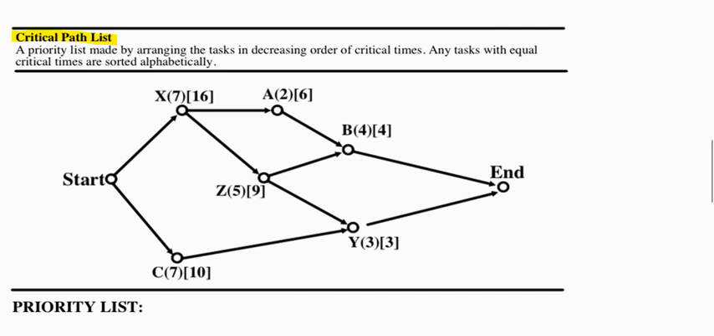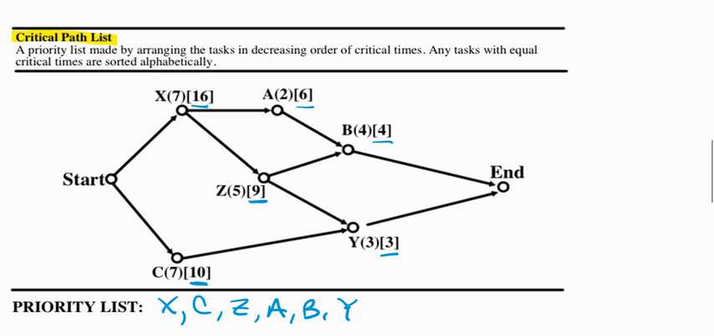So we're going to look at our critical times, and we say which vertex has the largest critical time. We see that's X, so we'll list that one first. After a critical time of 16, the next in line is C with 10. The next largest critical time is Z. Then we have A. Then we have B. And finally Y. So the critical path list is simply a list in decreasing order of critical times. If any two had equal critical times, we would just put them alphabetically in their spot of the list.